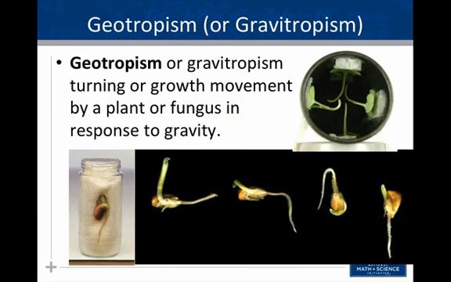Alright, let's look at geotropism. Now, geotropism or gravitropism is a plant's response to gravity. It's going to turn or move in response to the gravitational pull, that force coming down. Okay, so which way do you think a root will want to go? Toward or against gravity? And what about a stem? Which way does it want to go?